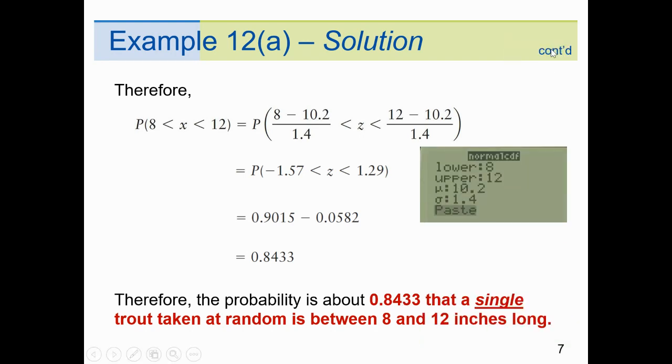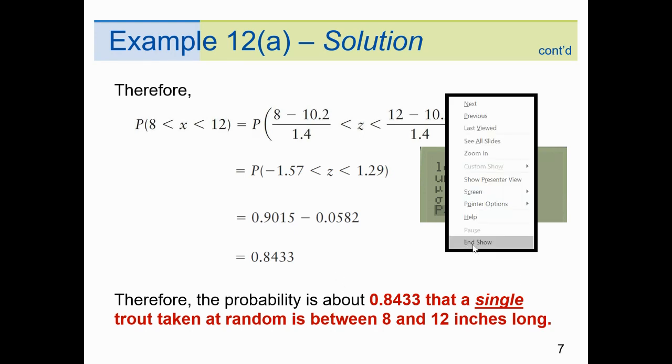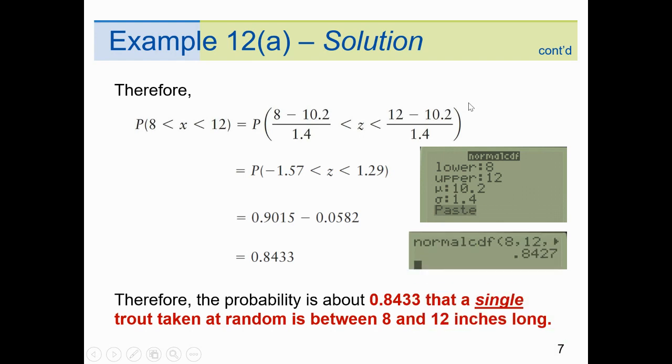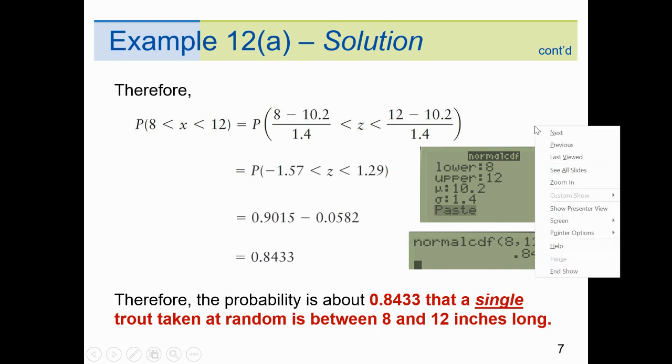All right, so now we wouldn't have done pencil and paper. We would have gone to our calculator. We would have drawn our curve, 8 on the left, 12 on the right. It tells us the mean is 10.2, and we know the standard deviation. And he came up with an answer. The calculator gives us 0.8427, 6/10,000ths away. But we did a ton of these back in the previous section.